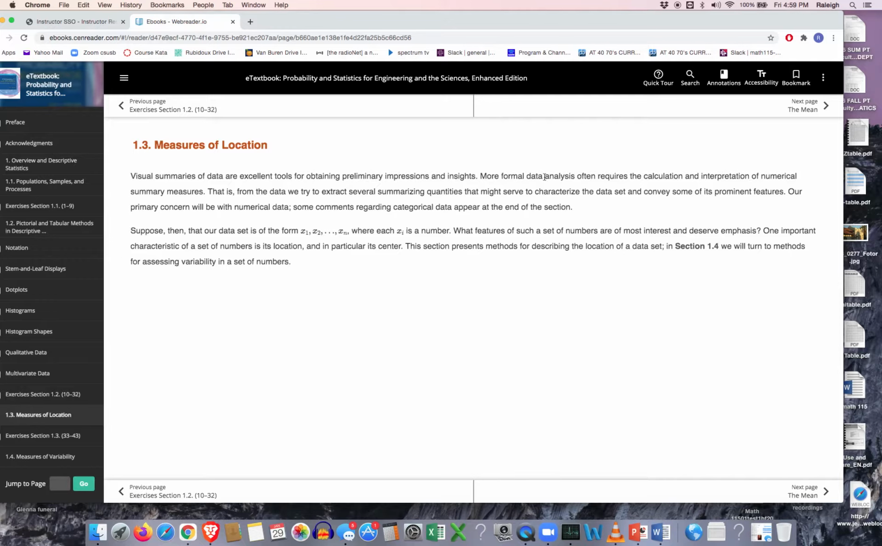Visual summaries of data for measures of location are excellent tools. And we can talk about that. This is a very short introductory section. Maybe the data is of the form x sub 1, x sub 2 through x sub n. Each x sub i is a number. You should have seen that type of format before. So we talk about methods for describing the location of a data set. And we'll talk about that right now as we move into the material.